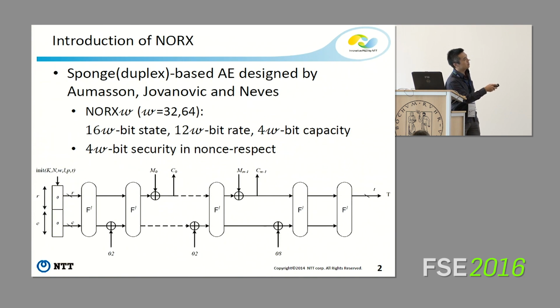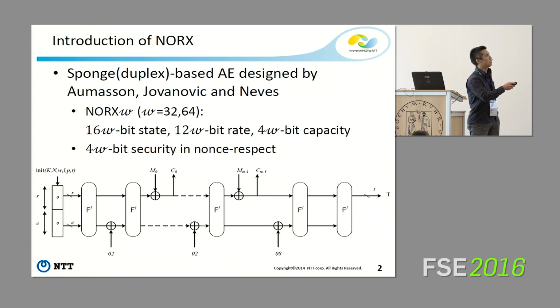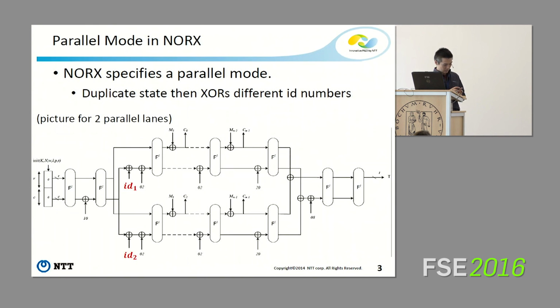And the rate is 3/4 of the state. And the capacity is 1/4 of the state. And the security is 4 words. That means 256 bits for big NORX and 128 for small NORX. And another interesting thing for NORX is it specifies a parallel mode. So the state is duplicated in the top and bottom and makes 2 distinct lanes by XORing some constant. And then the messages can be processed in parallel.